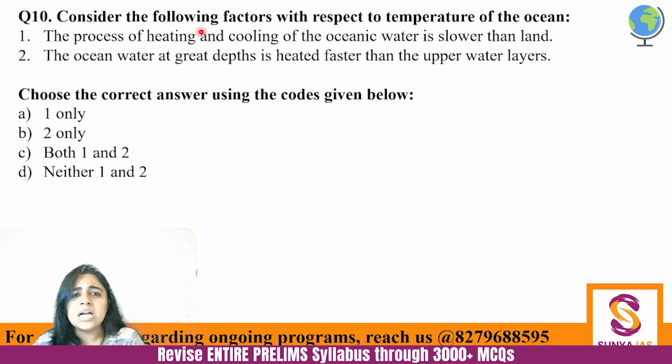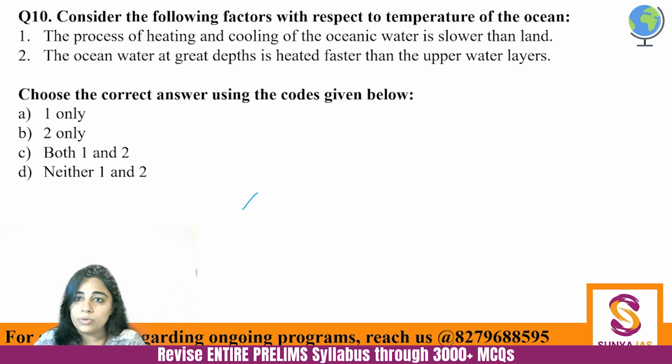Next, consider the following factors with respect to temperature of the ocean. The process of heating and cooling of the ocean water is slower than the land. And ocean water at great depths is heated faster than the upper water layer. So, ये देखो, ये बहुत ही interesting concept है.